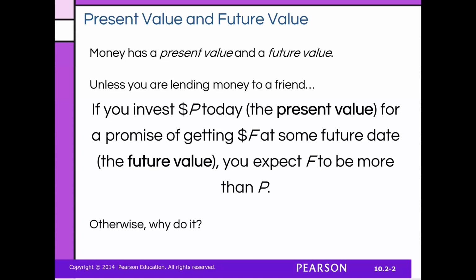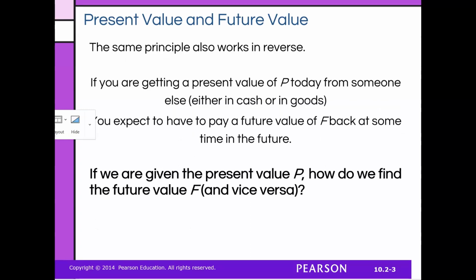Money has a present value and a future value, unless you're lending money to a friend maybe. If you invest a certain amount of money, the present value, for a promise of getting a future value, you hopefully expect the future value to be more than the current, otherwise, why do it? The same principle also works in reverse. If you're getting a present value today from someone, maybe in cash or goods, you expect to have to pay a future value back at some point. So if we're given the present value, how do we find the future value and vice versa?